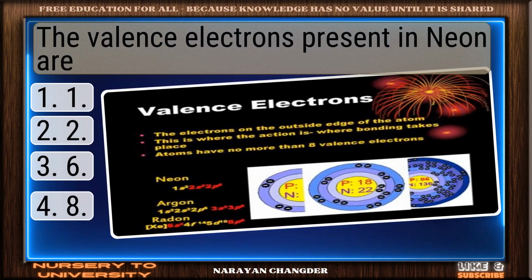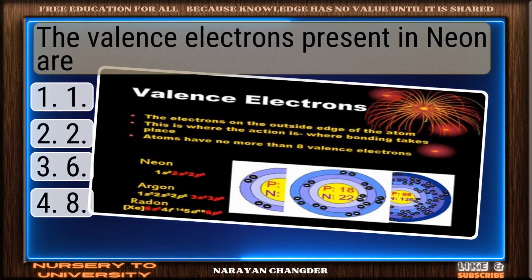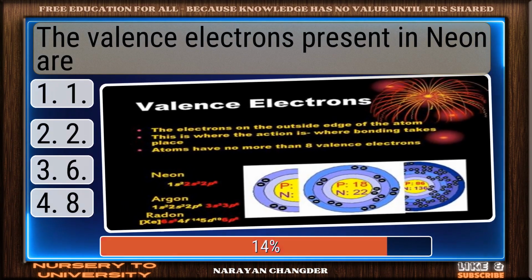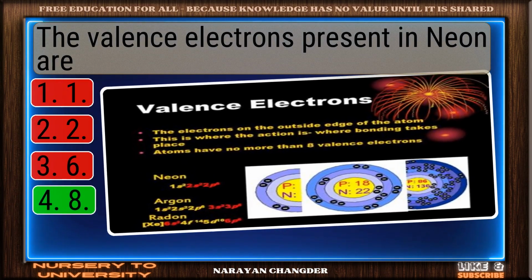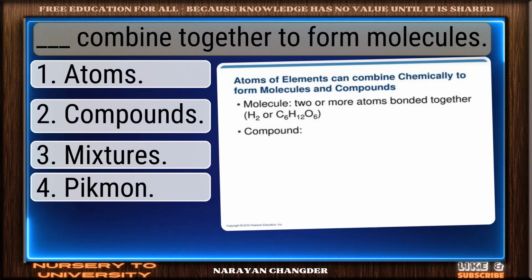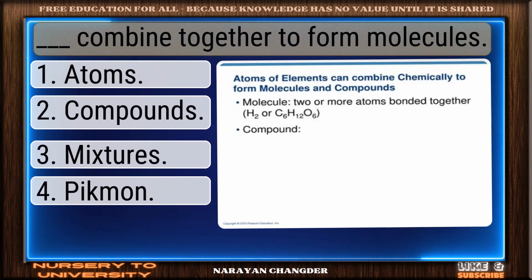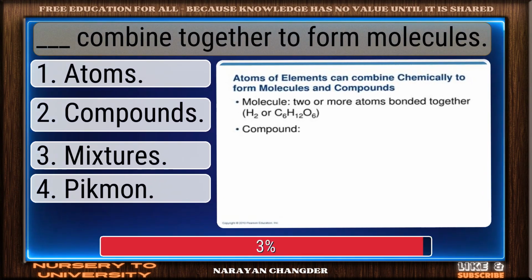Question number 185. The valence electrons present in neon are. Smart move. 8 is an accurate answer. Question number 186. Dash combine together to form molecules.